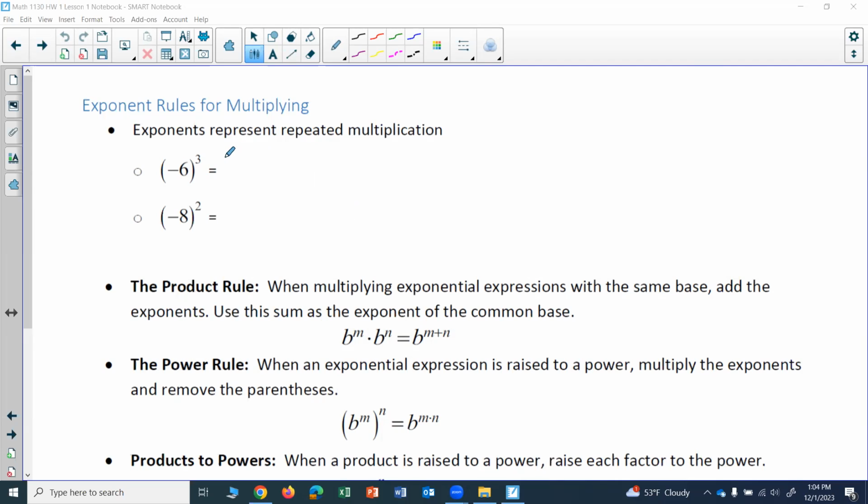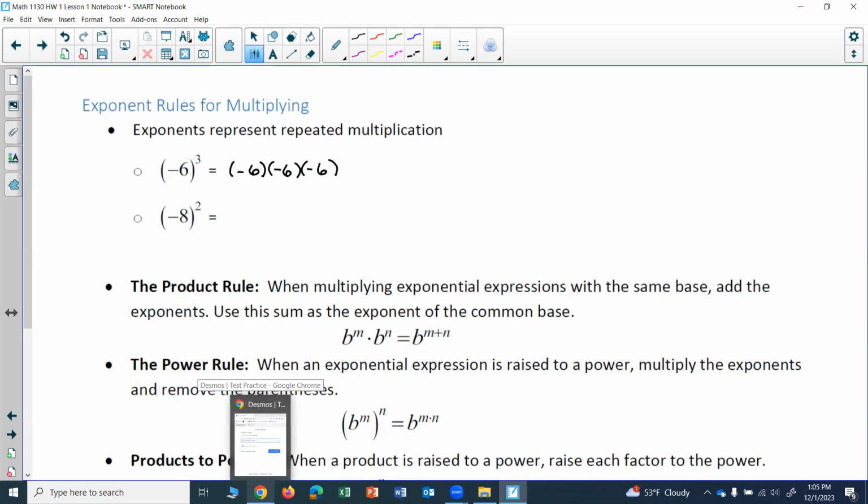First of all, let's understand what exponents mean. Exponents represent repeated multiplication. So if I saw -6 in parentheses raised to the third power, that would be -6 multiplied by itself 3 times, or -6 times -6 times -6. Now you can put it into your calculator in the exponential form, or you can multiply it out as I've written here, -6 times -6 times -6. Either way should come up with the same answer.